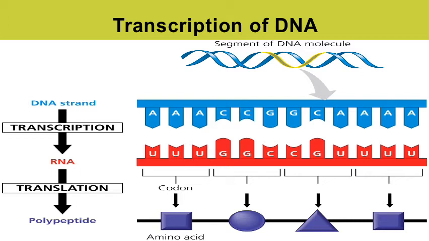Okay, so you can see that we're going to make a strand of RNA based on one side of the DNA strand. That RNA is going to then leave the nucleus and go out to these ribosomes outside the nucleus, and then that RNA will be translated into an amino acid chain or a polypeptide chain.